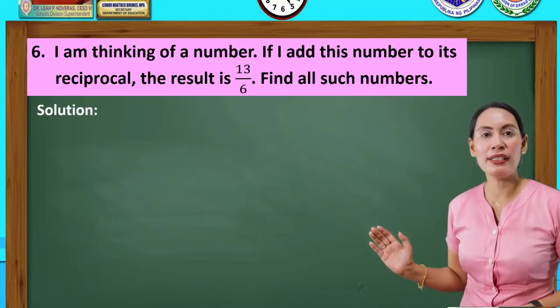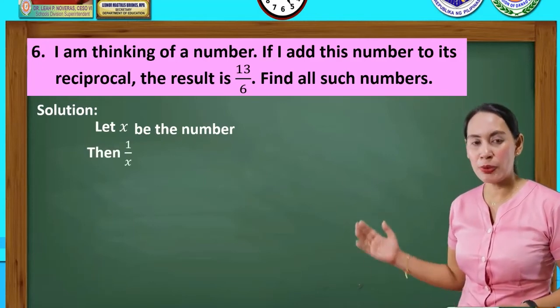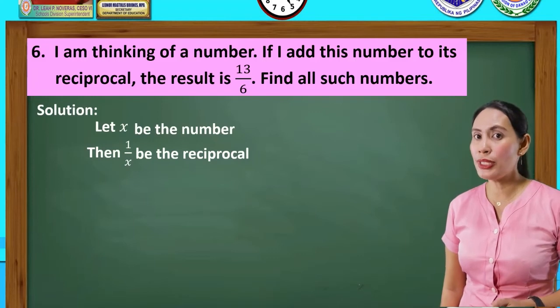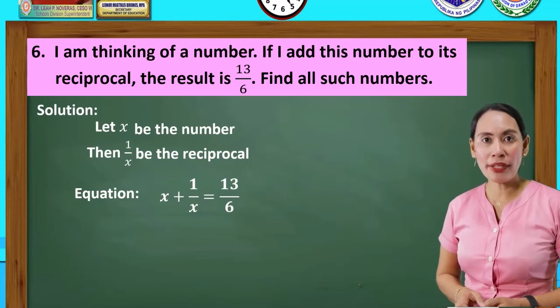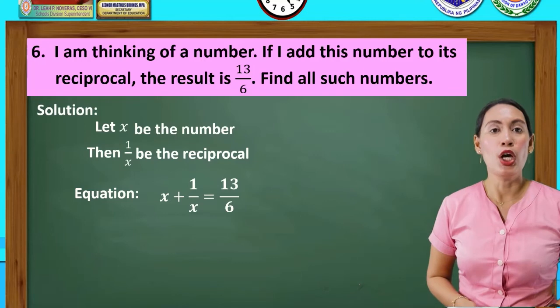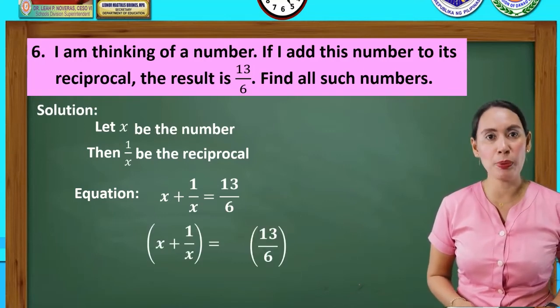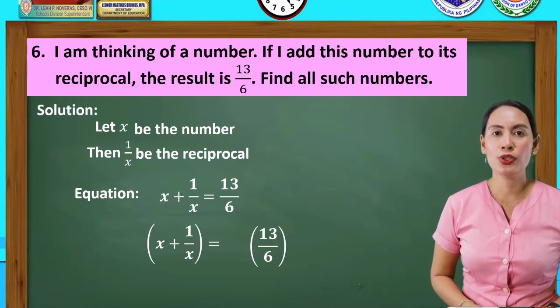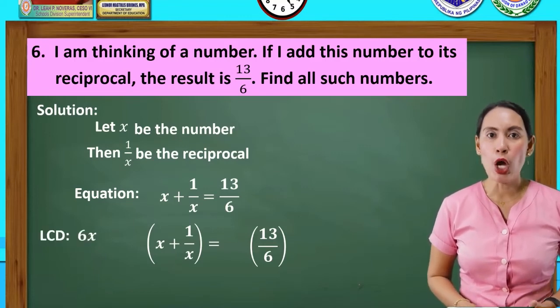Solution. Let x be the number. Then, 1/x is the reciprocal. So the equation to solve for the numbers is x plus 1/x equals 13/6. To eliminate the denominators, we will apply the multiplication property of equality. So the LCD, or the LCM, is 6x. So we multiply both sides of the equation by 6x.